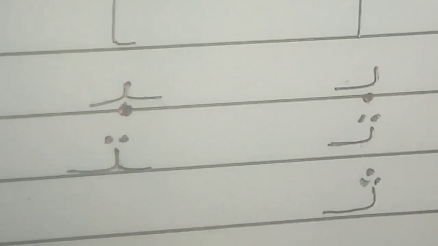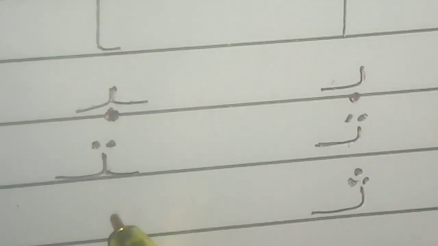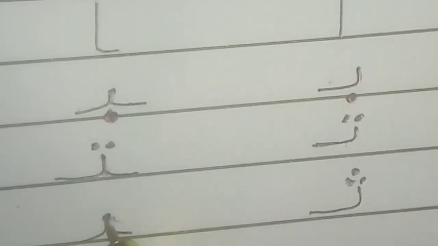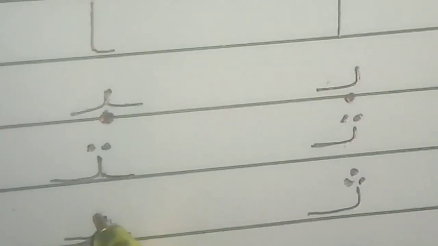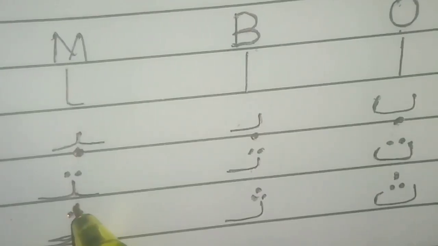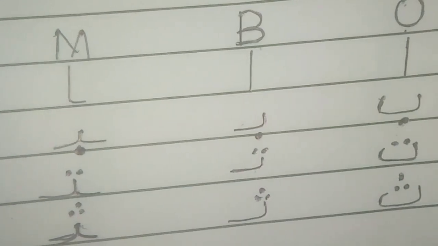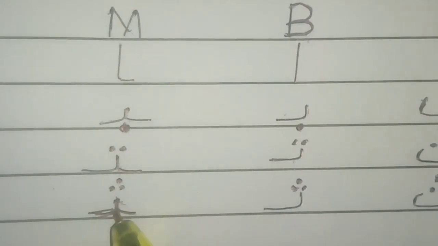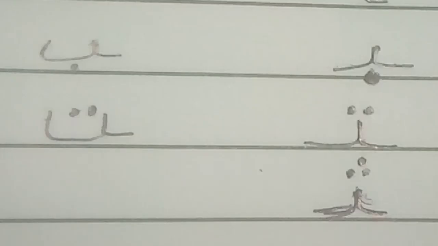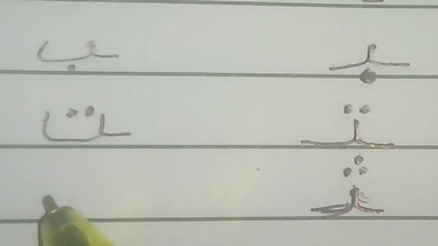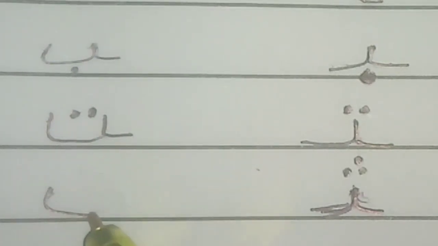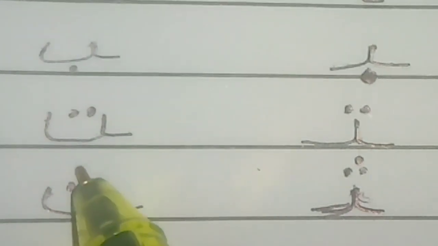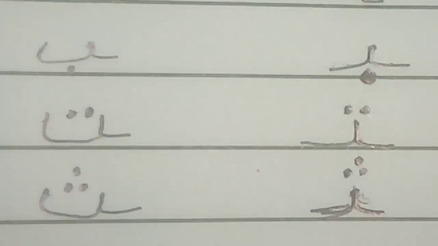Now, if you talk about Tha in the middle, it also looks like others. This is Tha in the middle with three dots above it. And here we also have the Tha at the end with its own three dots.